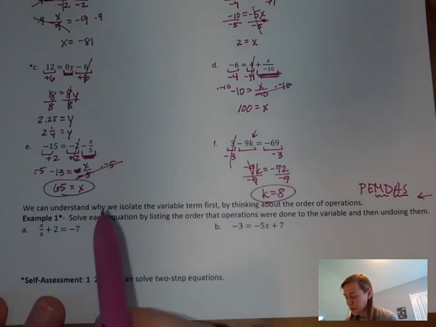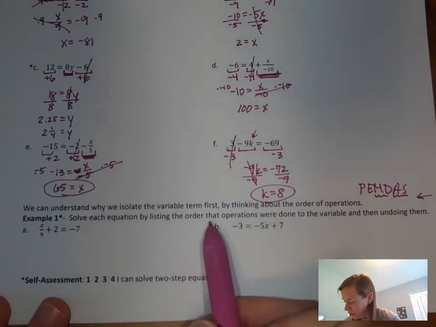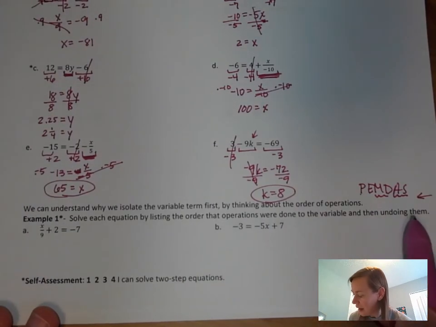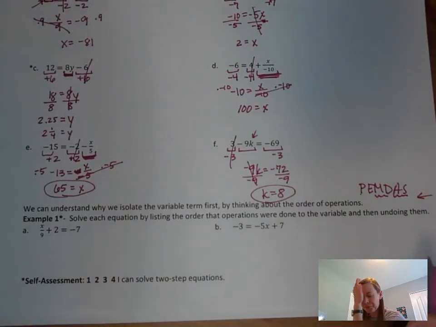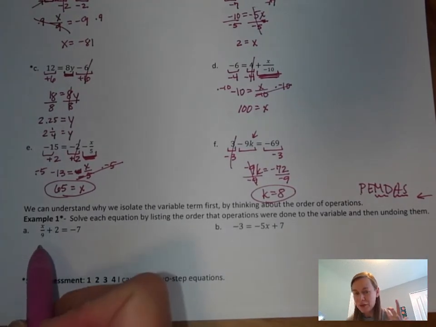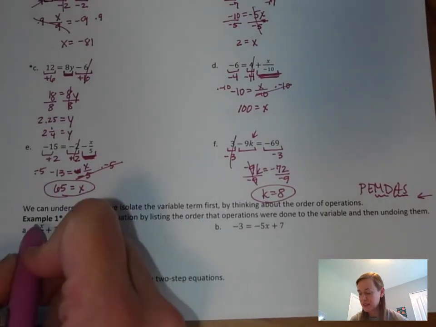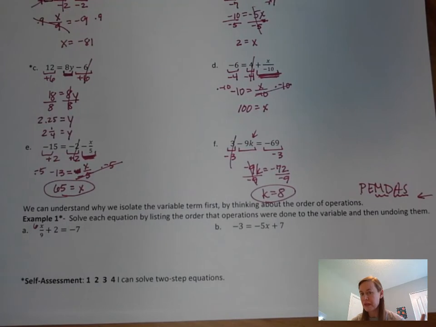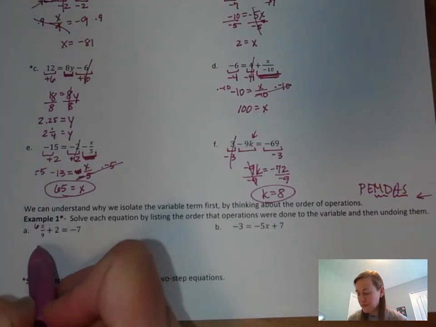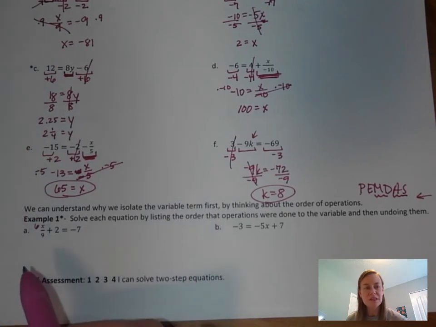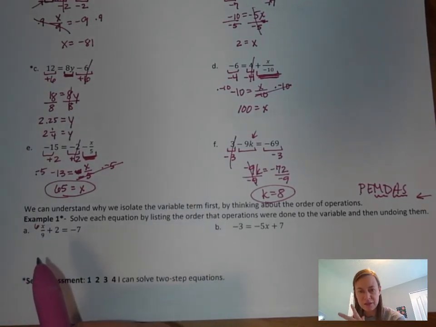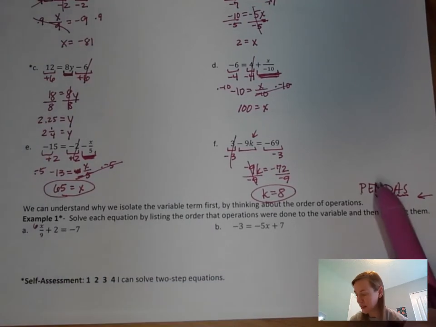Let's do example 1. It says solve each equation by listing the order that operations were done to the variable and then undoing them. Okay, so let's think about it this way. If we were just doing the math, say there was a number here instead of an x. Say there was a 6. I'm just making this up. Let's pretend that x is a 6. If you have 6 divided by 9 plus 2, what would you do to the 6 first? Would you do the divide or would you do the add first? Yeah, you would divide first because PEMDAS, you have to do the multiply and divide before you do the add and subtract.